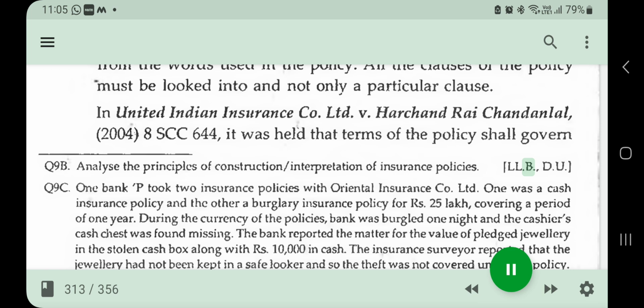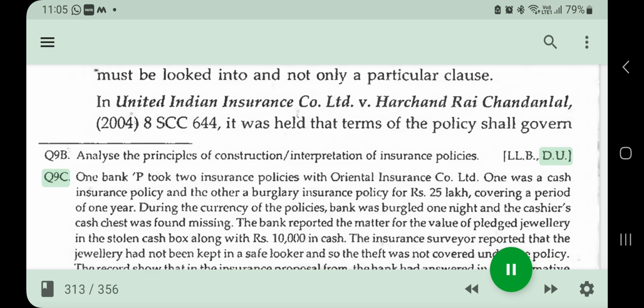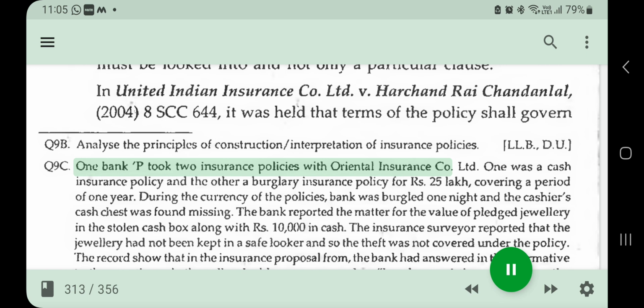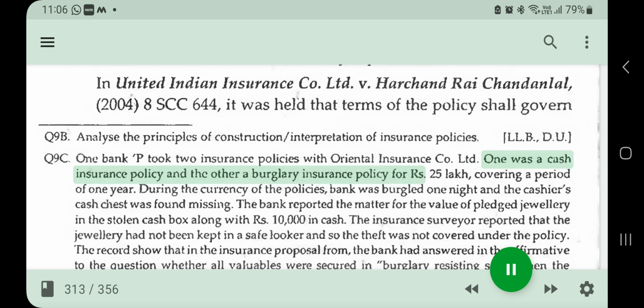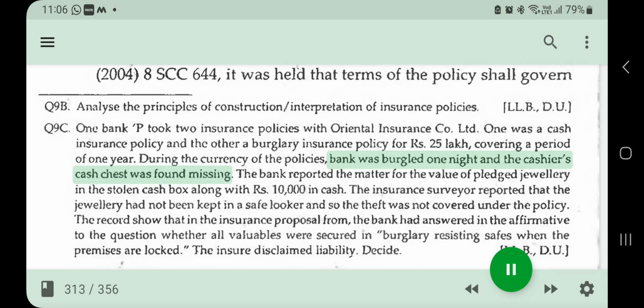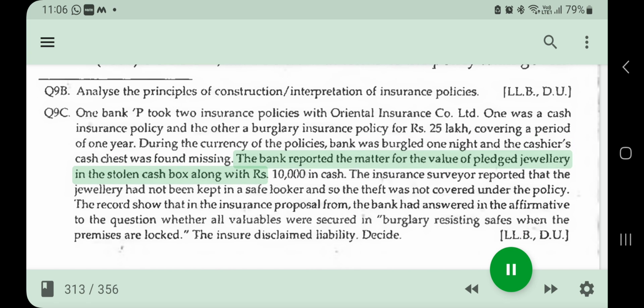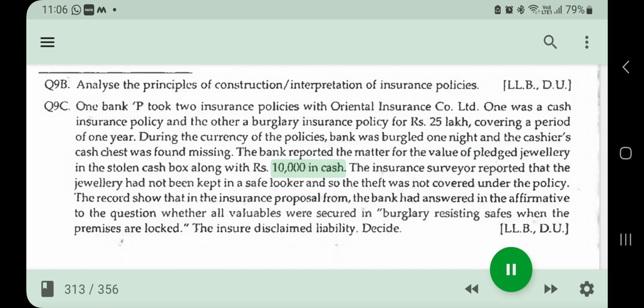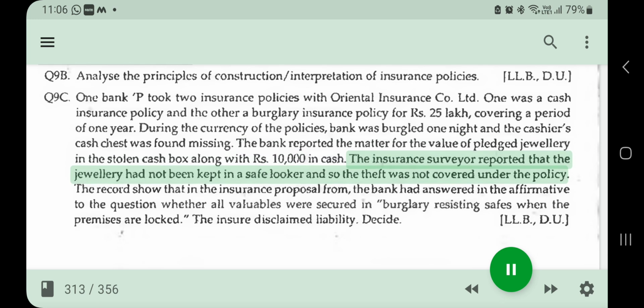Q9c. Bank P took 2 insurance policies with Oriental Insurance Company Limited. One was a cash insurance policy and the other a burglary insurance policy for Rs. 25 lakh, covering a period of 1 year. During the currency of the policies, the bank was burgled one night and the cashier's cash chest was found missing. The bank reported the matter for the value of pledged jewelry in the stolen cash box along with Rs. 10,000 in cash.